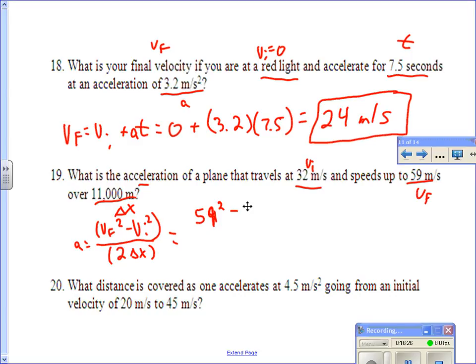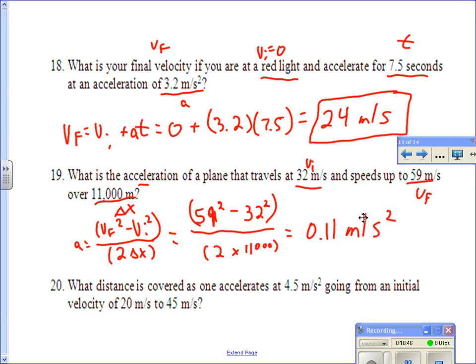59 is our final speed, and each of those is squared, and we put that in parentheses, and then we're going to divide that by 2 times 11,000. And when you do this, you come up with 0.11 meters per second squared. So it's not a very fast acceleration. I should have had that as 1,100 meters instead of 11,000.